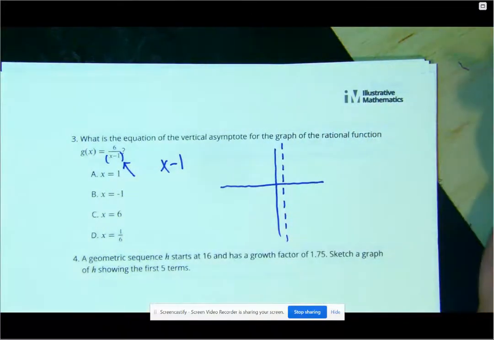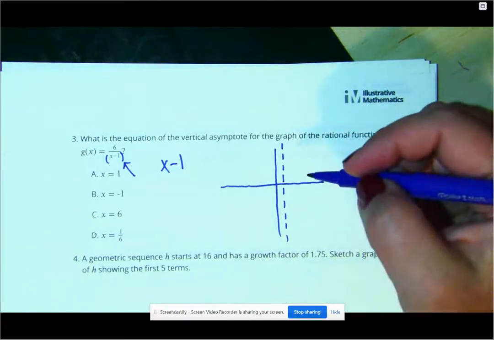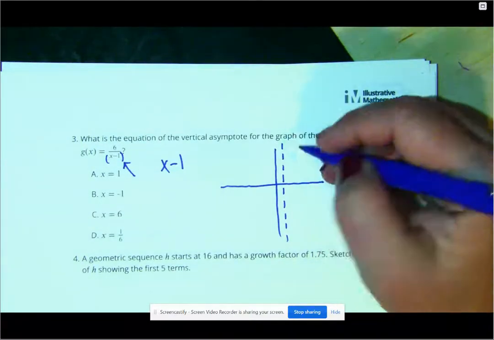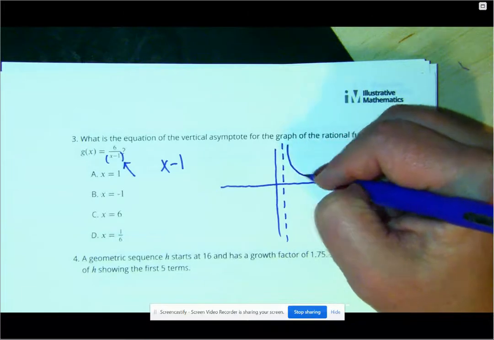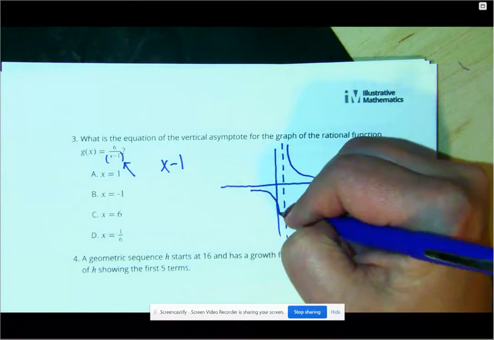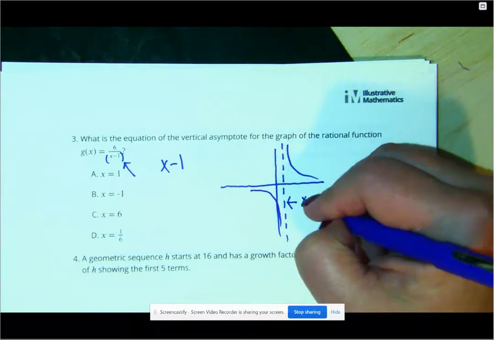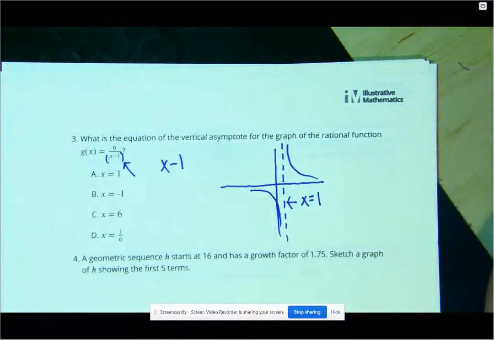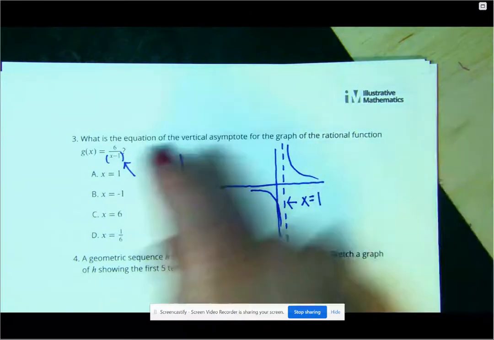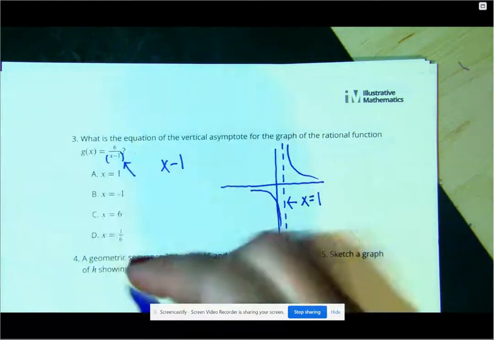So if you were to graph this on Desmos, you're going to have one branch over here. I'm just sketching this very quickly, and one branch over here. This line, which we write as a vertical equation, x equals 1. And how did I figure that out? It's whatever number makes that denominator equal to 0. So that's A.